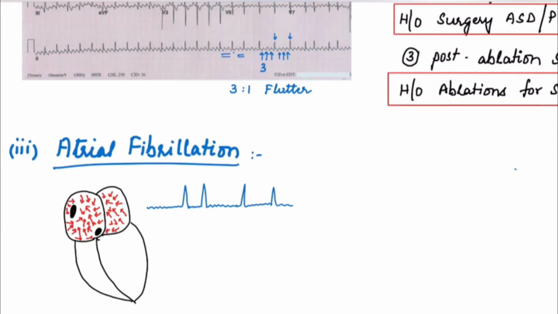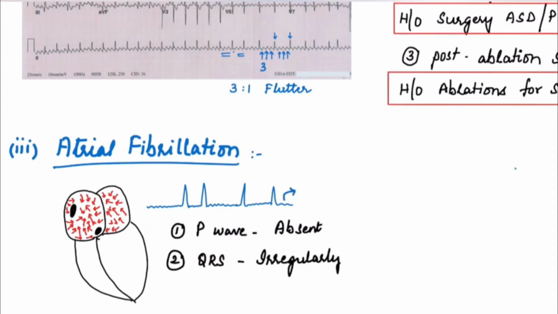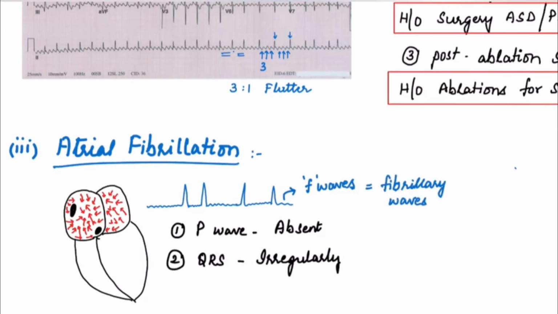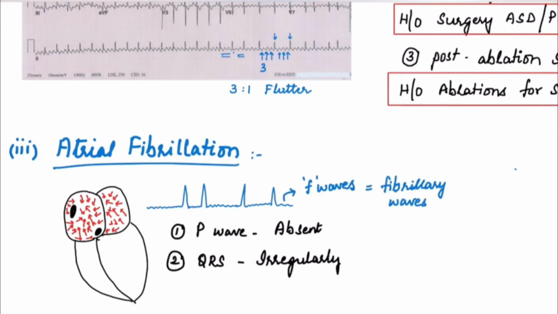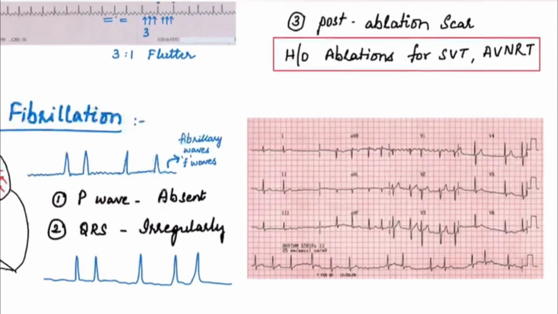So the impulses in the atria are so weak that there is no proper atrial contraction, and so the P wave is absent and the QRS complexes occur irregular. And these waves are known as the fibrillary waves. In long-standing atrial fibrillation, even these fibrillary waves are absent, and the ECG may look something like this, just with irregular QRS complexes. Now we'll look at an ECG. So here, very clearly the QRS complexes are occurring irregular, and there are fibrillary waves. Also, there is no P wave here before the QRS complexes. So this indicates atrial fibrillation.